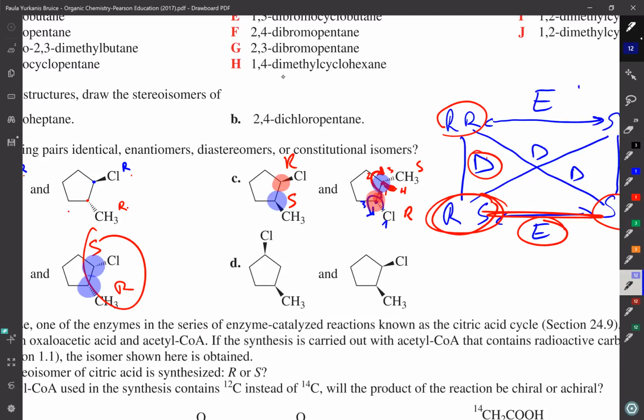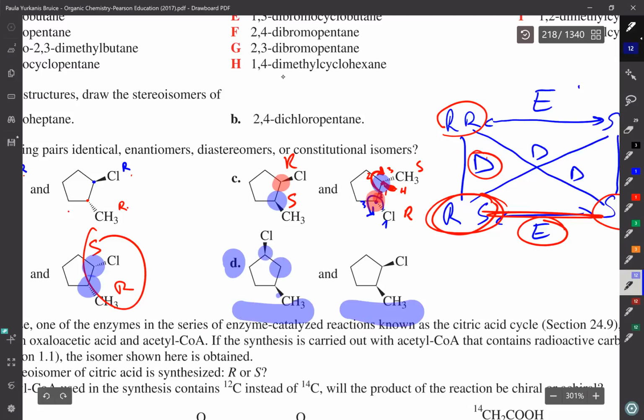Does that make sense? So D will be constitutional isomer, because you notice that there is one carbon separating the chlorine from the methyl in one structure, whereas in the other structure, there is no carbon separating them. So these are constitutional isomers. You don't even need to worry about determining the absolute configuration. Constitutional is when it's different connectivity. So in D, those molecules are connected differently, so they are constitutional. Does that make sense, guys?